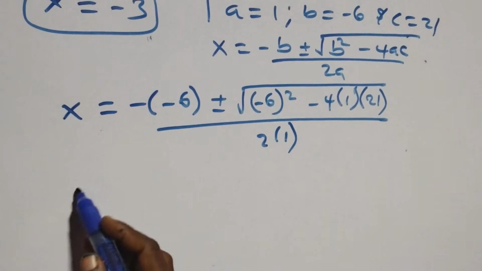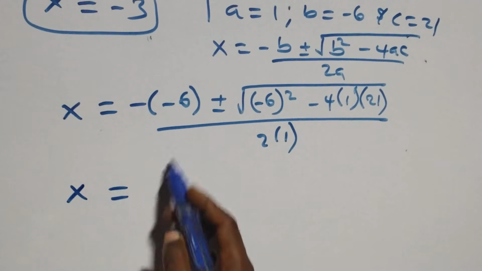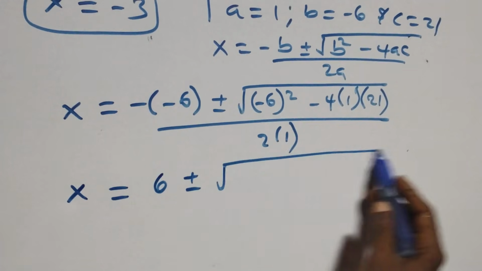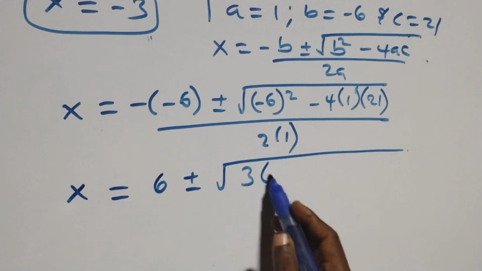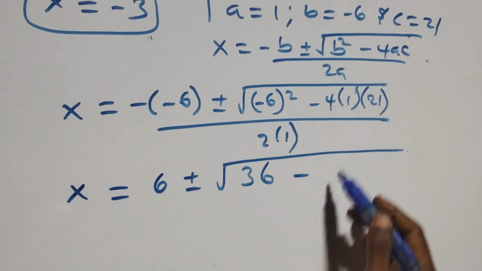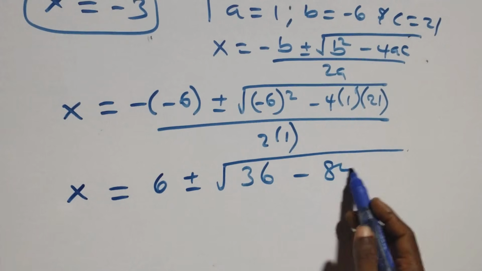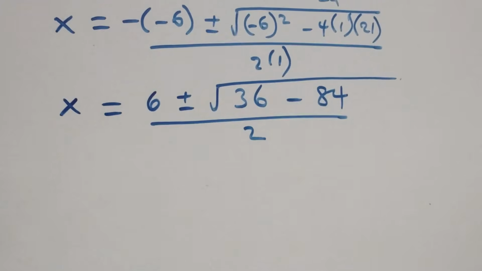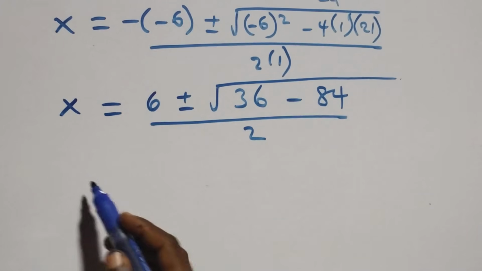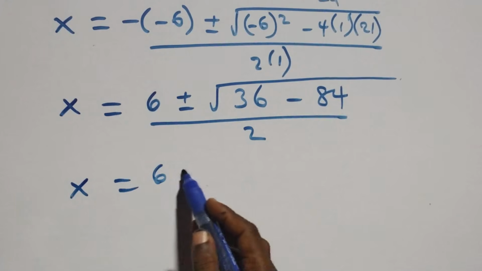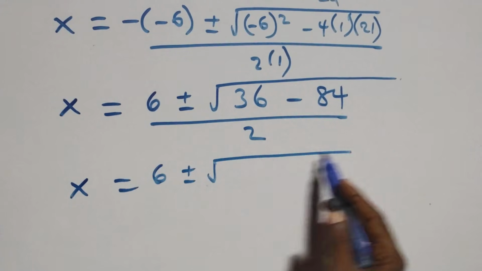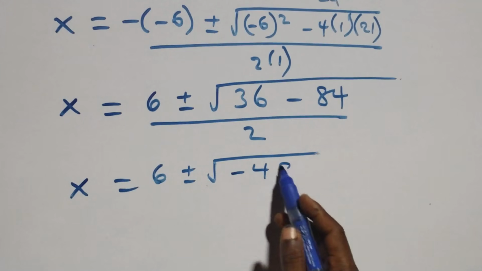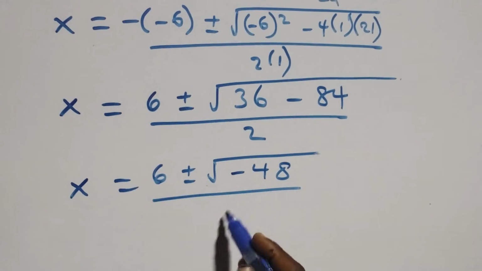Here we have x equals to, minus times minus becomes plus, 6 plus or minus square root of (minus 6) squared, that's 36, minus 4 times 1 times 21, we have 84, all over 2 here. Then next step we have x equals to 6 plus or minus square root of 36 minus 84, that gives us minus 48, all over 2 here.